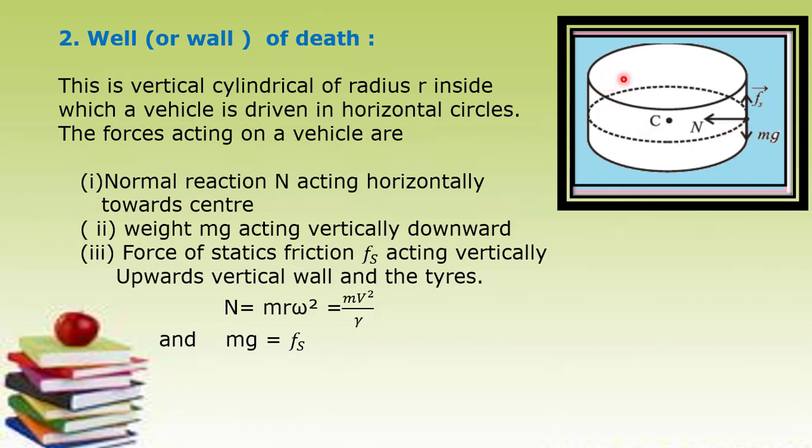Here one vehicle is there, and that vehicle is moving in a circular cylindrical path. On that vehicle three forces are there: mg, the static friction force in the upward direction, and the normal reaction towards the center. These three forces are there.